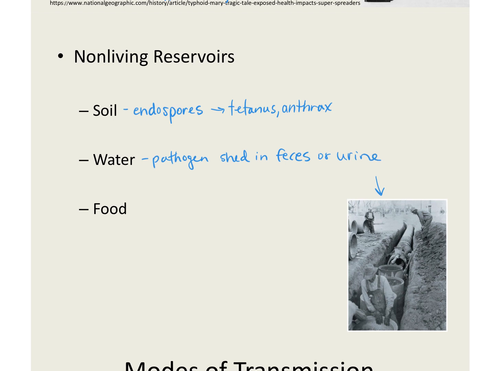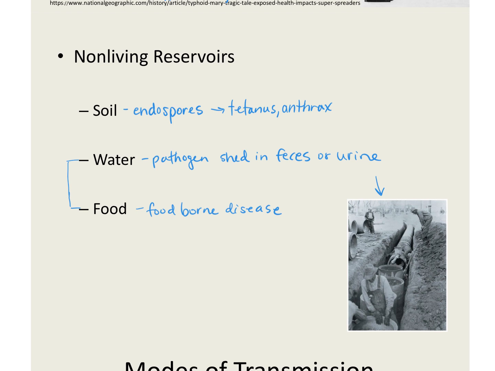And then sometimes food can be considered a reservoir. So any foodborne disease. And it's a little confusing. Sometimes we're going to consider water or food actually a vehicle of transmission. So we'll talk about that. It all depends on the length of time that the pathogen is maintained either in the water or the food. If it's there a long time, we might call it a reservoir. If it's only there for a short period or only survives a short period, we might be more likely to call it a vehicle.